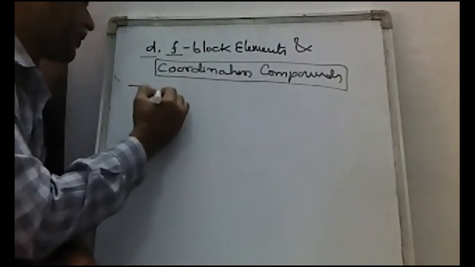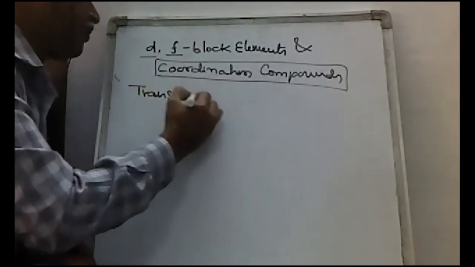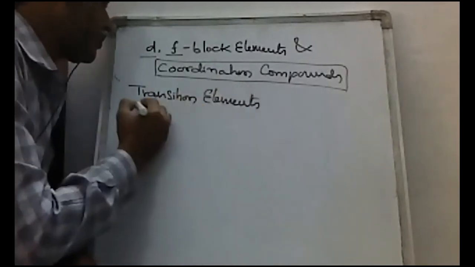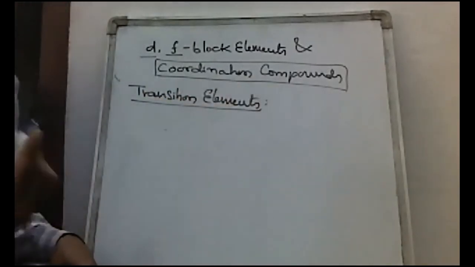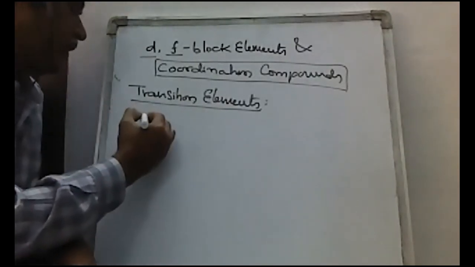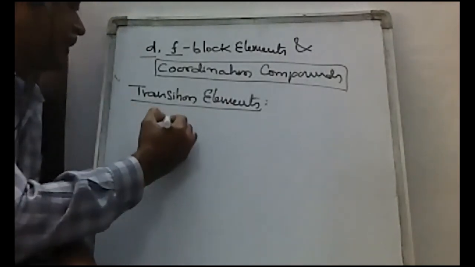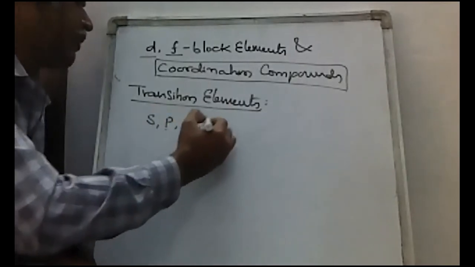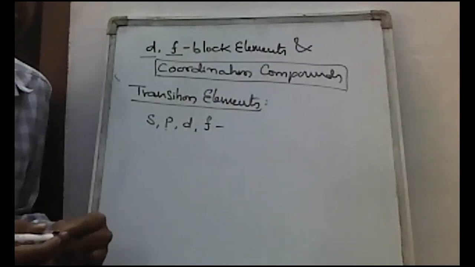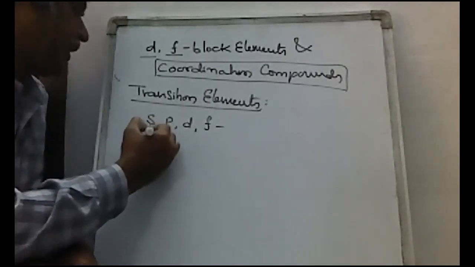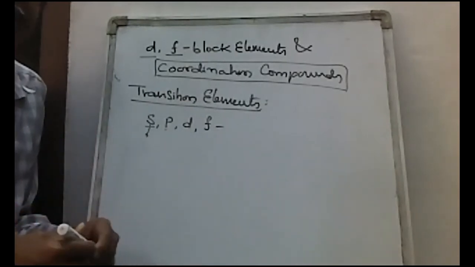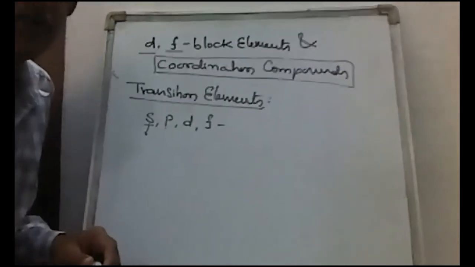What are transition elements? Before going to these transition elements, in your first year, we have learned that elements are classified into 4 blocks: s block elements, p block elements, d block elements, and f block elements. If the differentiating electron enters into s orbital, those elements are called s block elements.